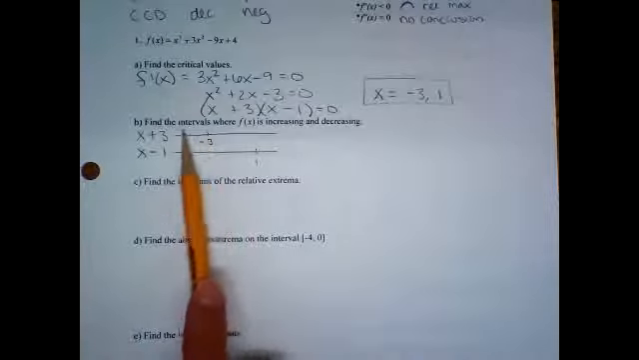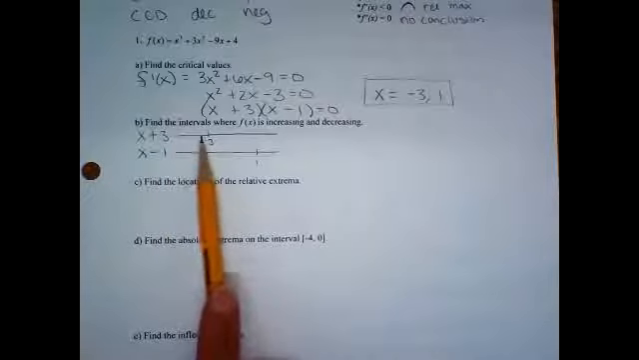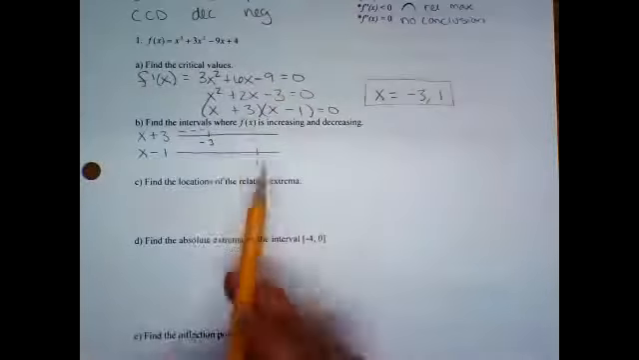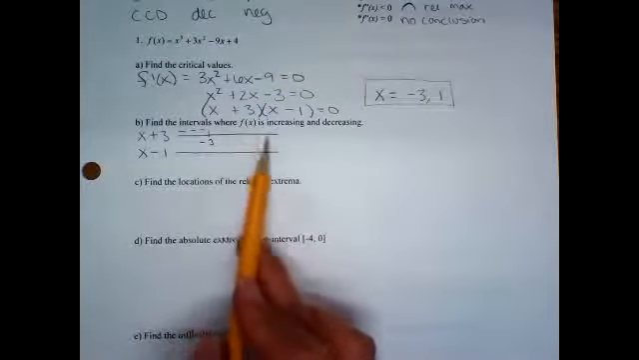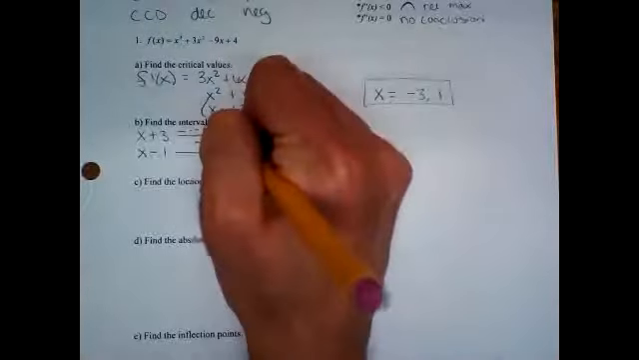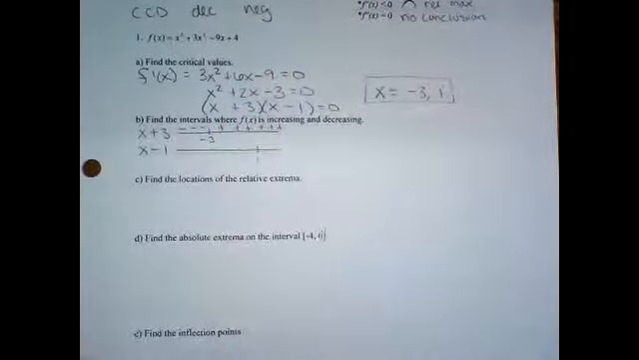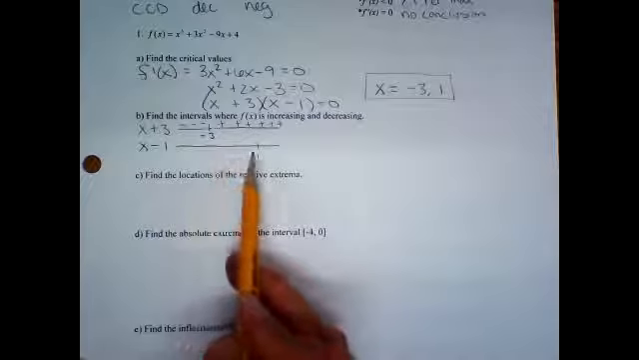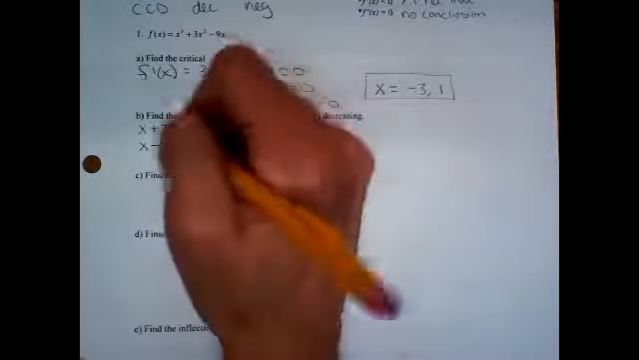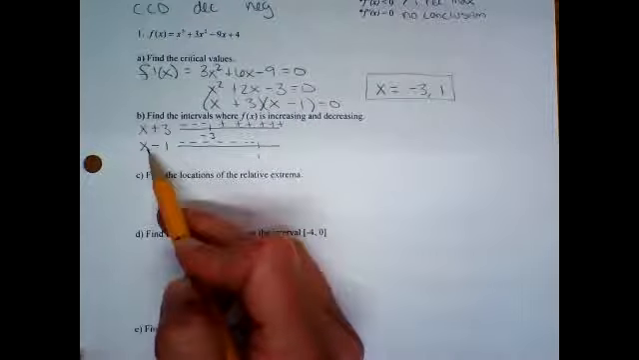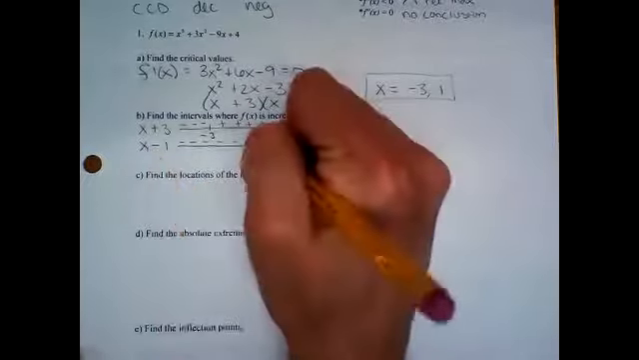Pick a number that lives in this section. -4. -4 plus 3 is negative. Pick a number that lives in this section. 700 plus 3 is positive. All right, now let's do this one. Pick a number that lives in this section. -3 minus 1 is negative. And then pick a number that lives in this section. 15, I like your choices. 15 minus 1 is positive.